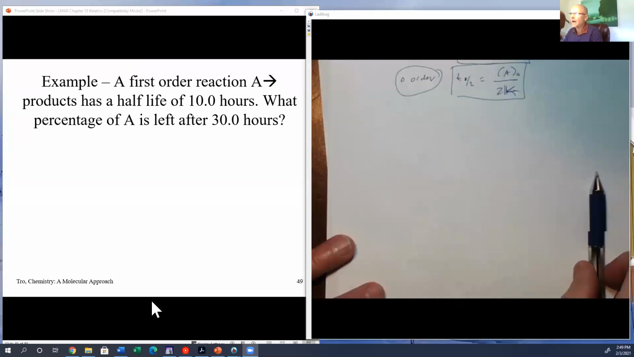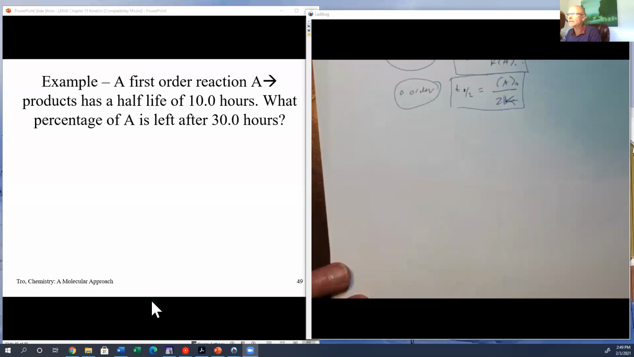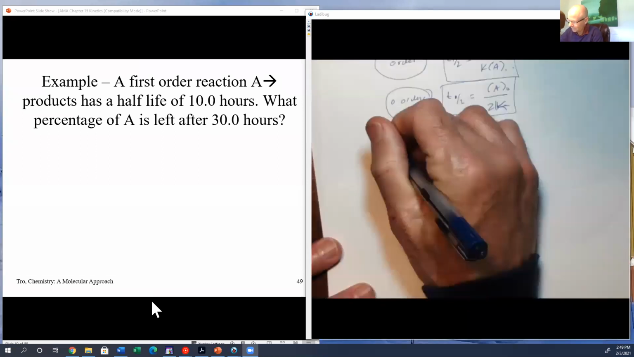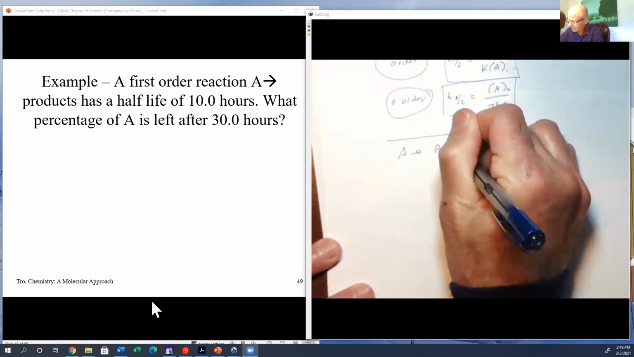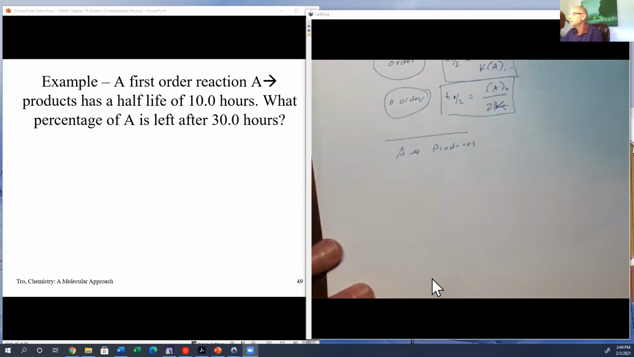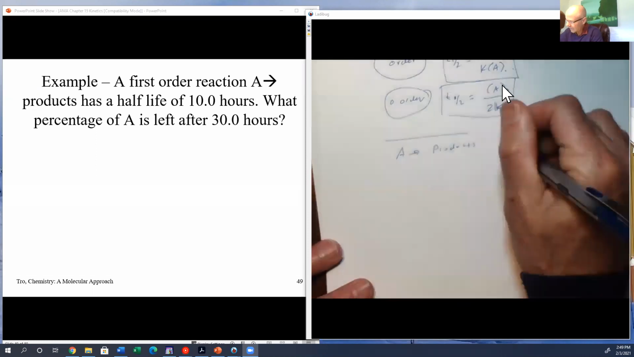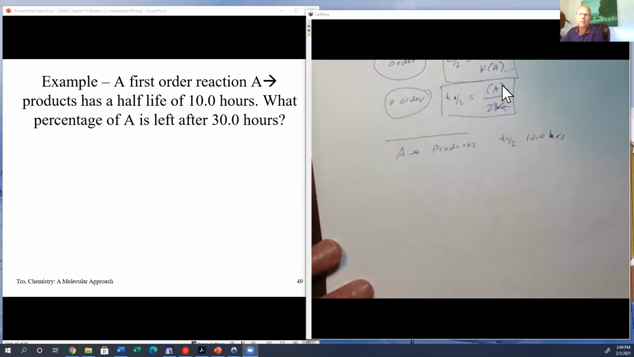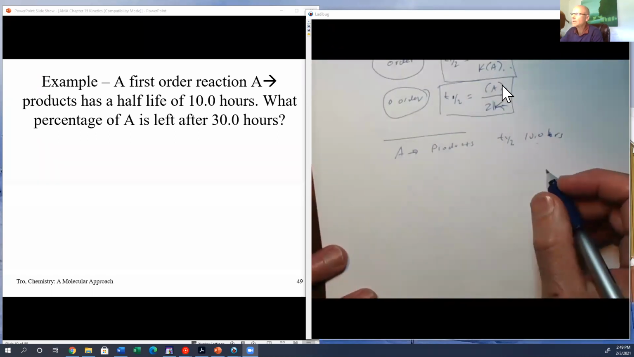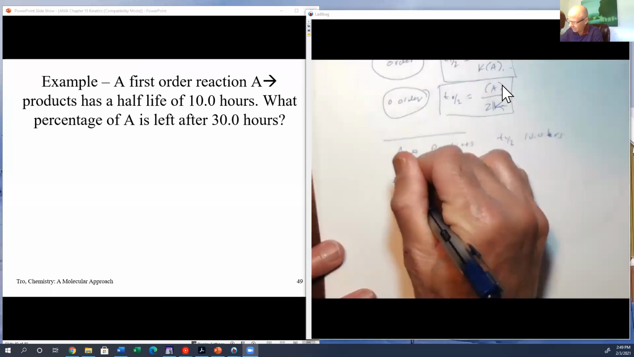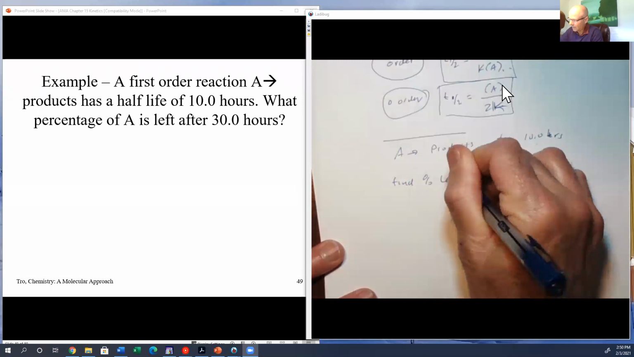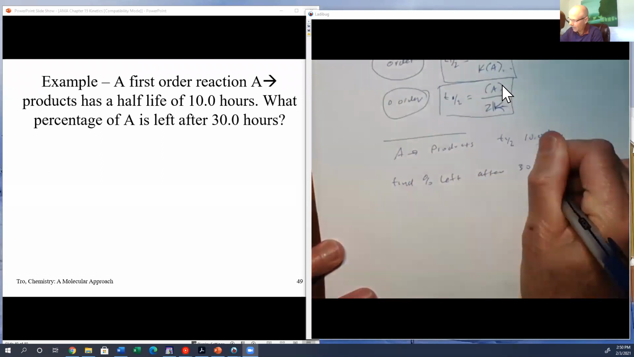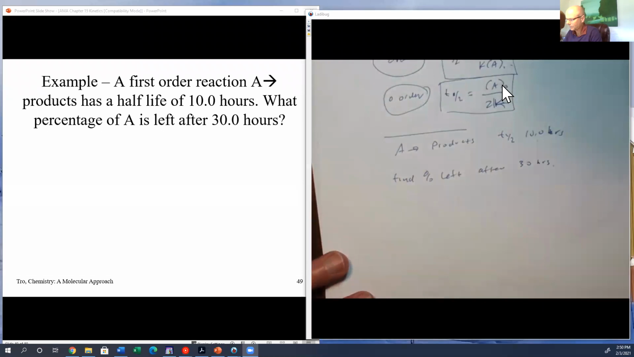That's what happened. Okay. So a first order reaction, A goes to products, has a half-life of 10 hours. So I got A goes to products. I know that half-life is 10 hours, right? And I know that this is first order, so I know that it's always going to be 10 hours no matter what, okay? And I'm asking the question, find percent left after 30 hours, okay?